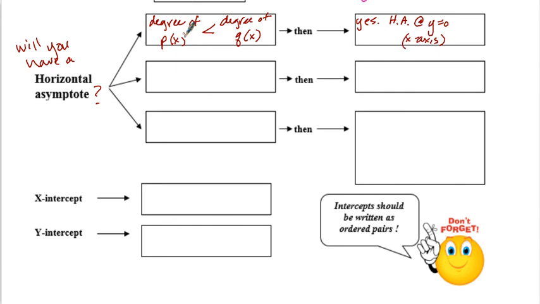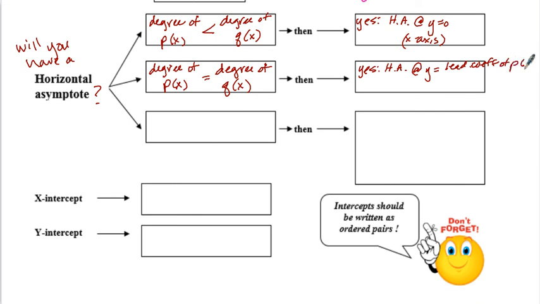Okay, so when the degree of the top, or the power of the highest variable on the top, is less than the degree of the bottom, then yes, you do have a horizontal asymptote, and it is at y equals 0. Now, if the degree of the top, P of x, is equal to the degree of the bottom, Q of x, then once again, yes, you have a horizontal asymptote, but this time it's not at y equals 0, it's at y equals the leading coefficient of the top, or of P of x, divided by the leading coefficient of Q of x, the bottom.